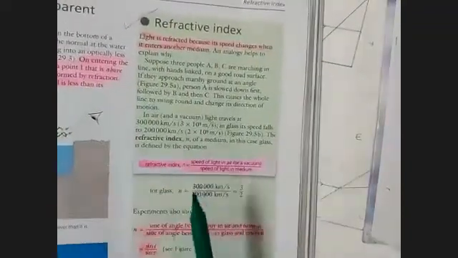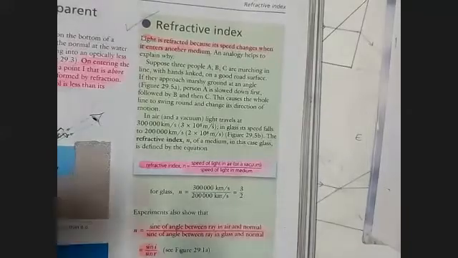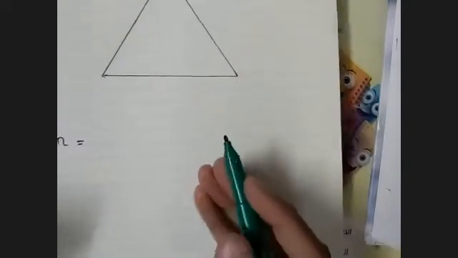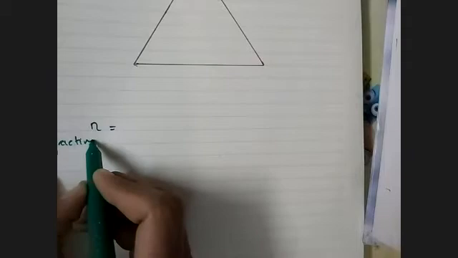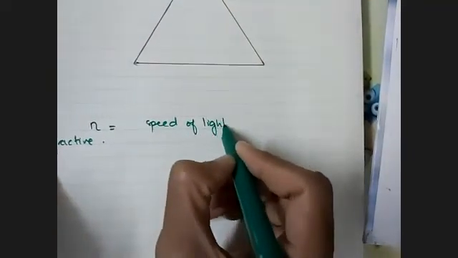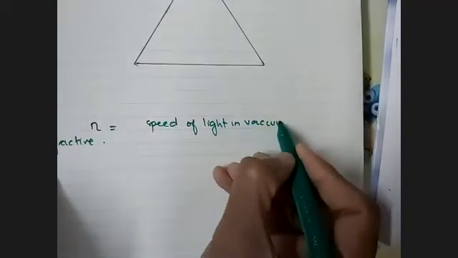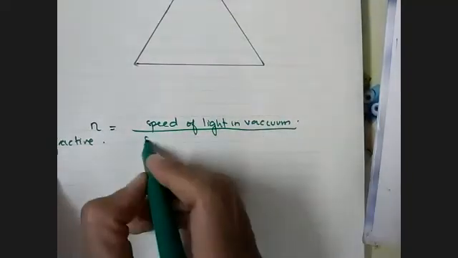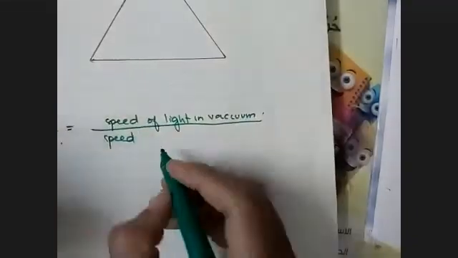Okay, let's move on to refractive index. Now, refractive index is a ratio. We can look at it two ways. One is the ratio of the speed of light in vacuum over the speed of light in the medium that you are considering. So refractive index is a ratio of the speed of light in vacuum over the speed of light in any medium that you are talking about.